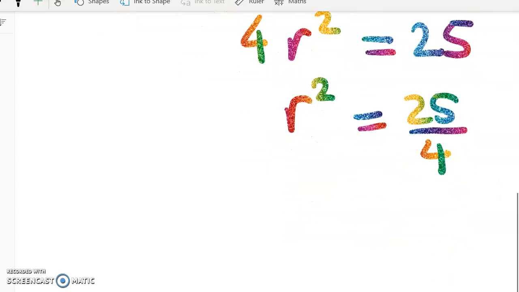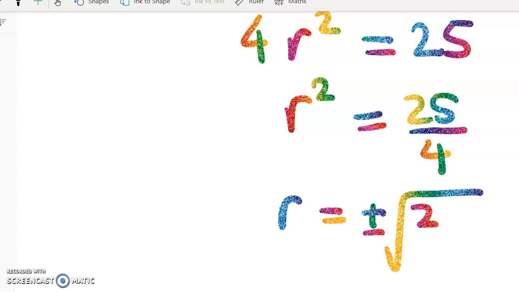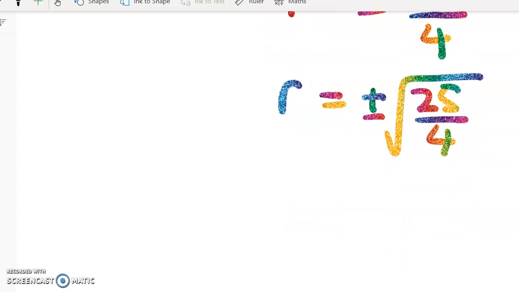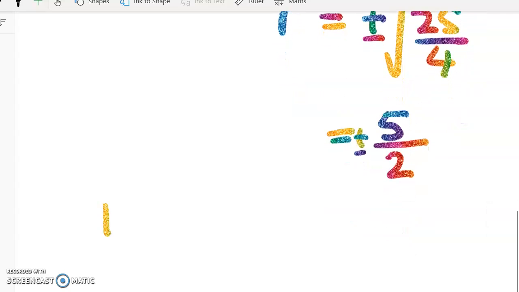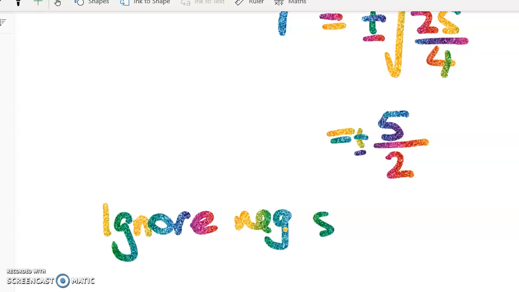Now this is nice because you know, if you're in my class, that I don't want you to use a calculator to find that square root, right? R is equal to positive or negative square root of that. And the square root of 25 is 5, and the square root of 4 is 2. So it's plus or minus 5 over 2, but because we're talking about the radius, we ignore the negative solution because it doesn't make any sense.